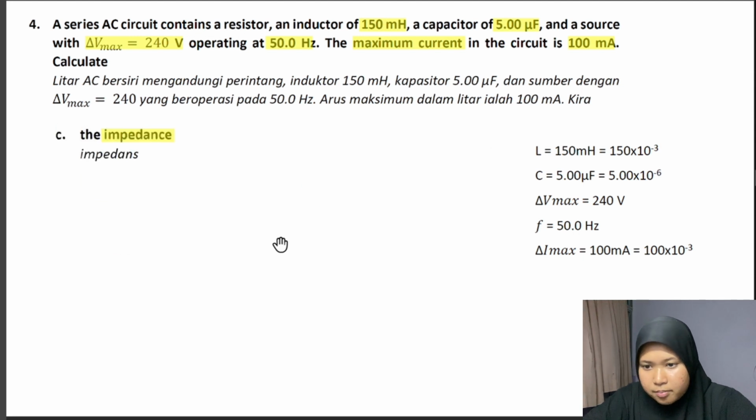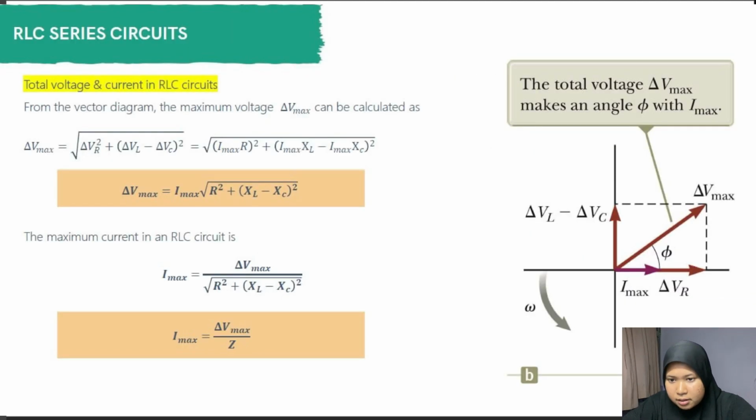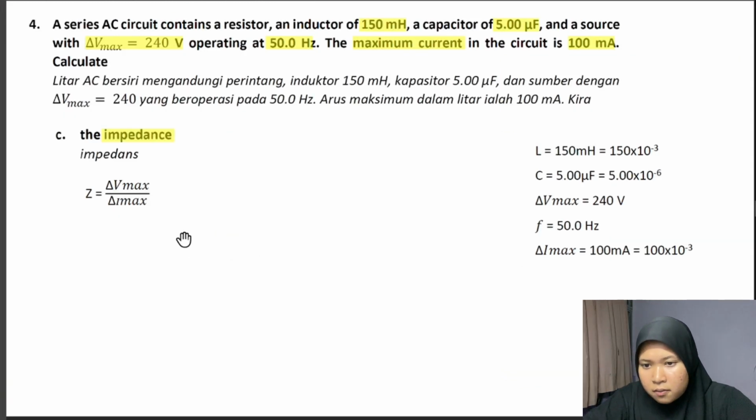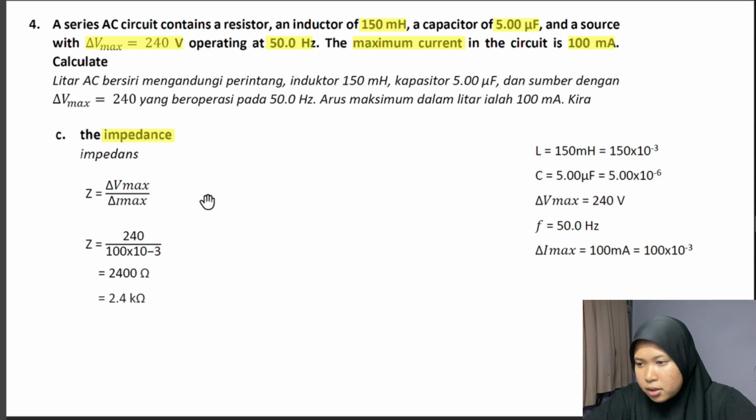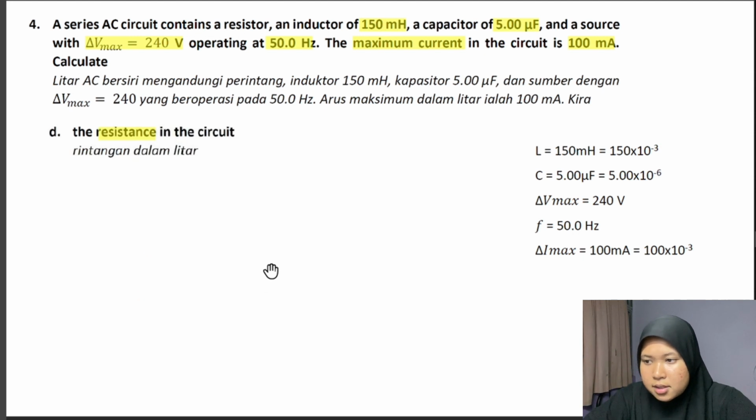Next is the impedance. Impedance can be represented as the ratio of Vmax to Imax, which can be written as Z equals Vmax over Imax. We substitute the given values: 240 as Vmax over 100 multiplied by 10 to the power of negative 3. We get the impedance value as 2400 ohm, which can be written as 2.4 kilo ohm.